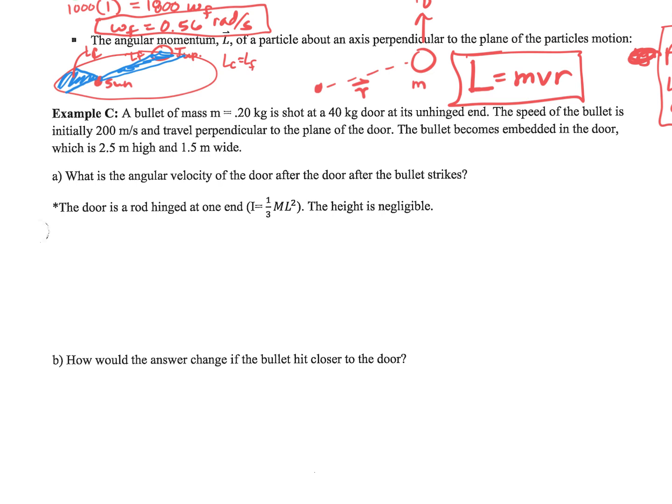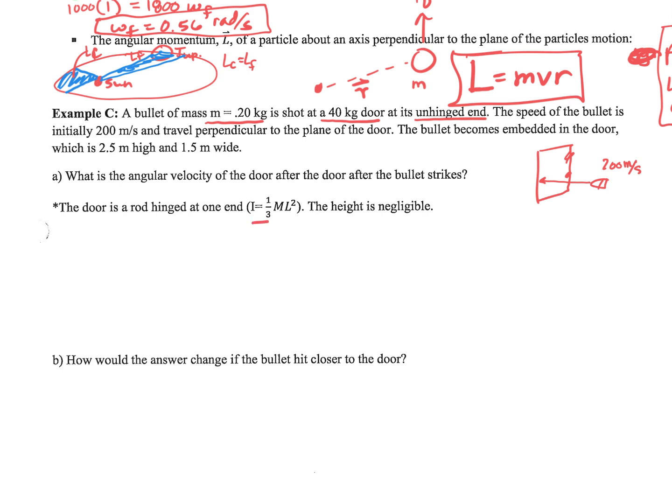We've got a bullet, mass 0.2 kilograms, shot at a 40 kilogram door at its unhinged end. So we've got a door here on a hinge. We shoot a bullet at it, at its unhinged end. There's our bullet flying towards our door, initially going 200 meters per second and traveling perpendicular to the plane of the door. So it's going to hit the door, and you know what's going to happen. The door is going to swing shut, isn't it? Or if it's shut, swing open. All right, so it asks, what's the angular velocity of the door after the bullet strikes?